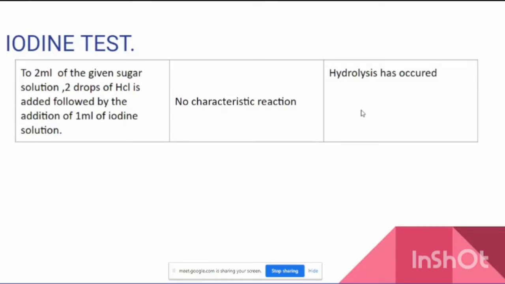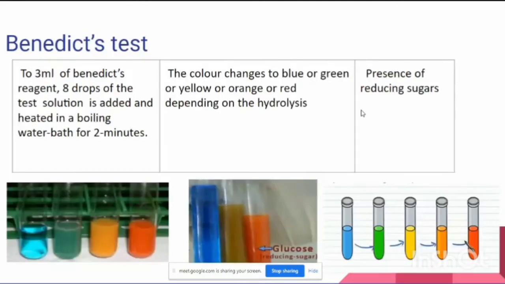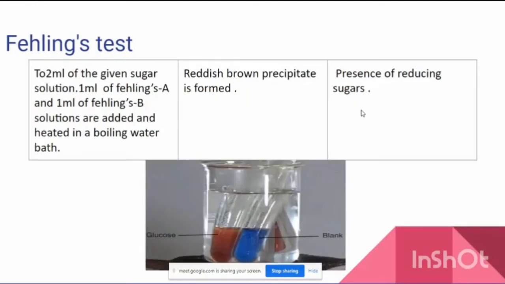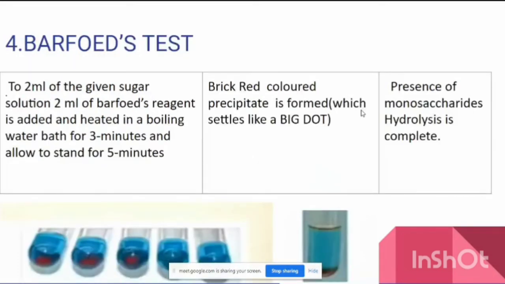In the iodine test, since the solution is hydrolyzed, no characteristic reaction is obtained. That shows that hydrolysis has occurred. In Benedict's test, the color changes from blue to green to yellow to orange to red depending upon the degree of hydrolysis, and that confirms the presence of reducing sugar in the hydrolyzed solution. Next is Fehling's test, which is also performed to find out whether a particular solution has reducing sugar or not. After hydrolysis, starch gives a positive result for Fehling's test. That shows that the hydrolyzed solution contains reducing sugars.